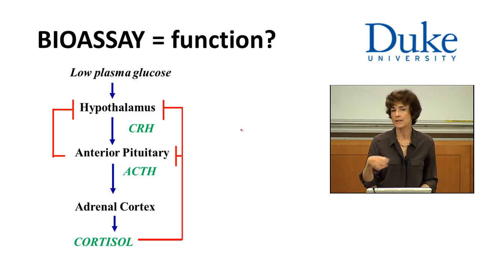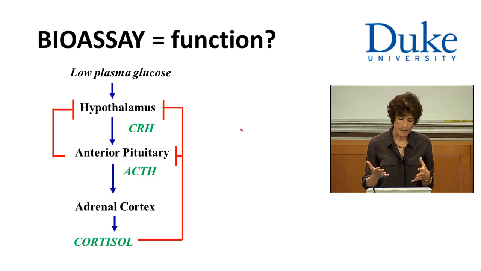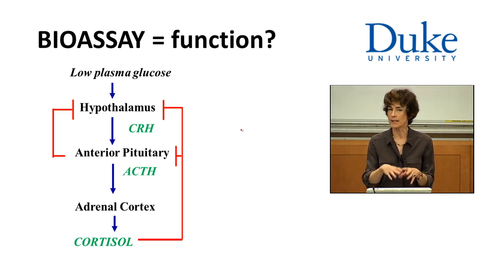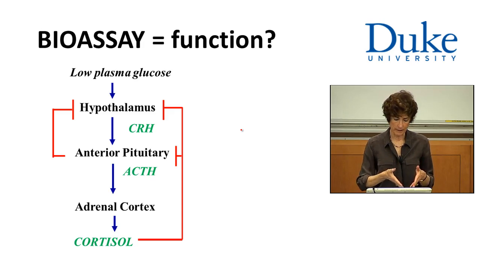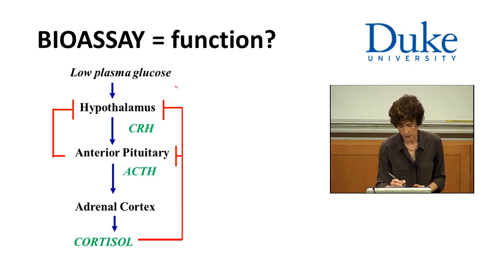So we have to have a second assay then, which tells us whether or not our hormone is functional. And these are called bioassays. So what I've diagrammed here is a complex negative feedback loop of one of the hormones that we'll talk about later on in the course. But this particular hormone is cortisol, and it's secreted by the adrenal gland.